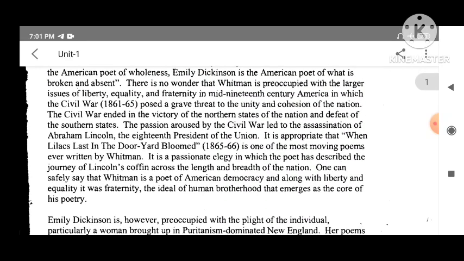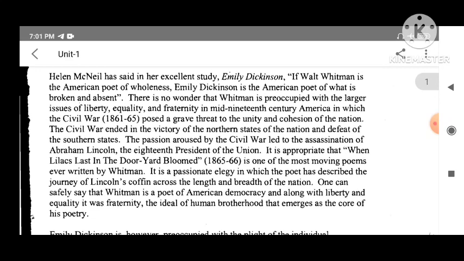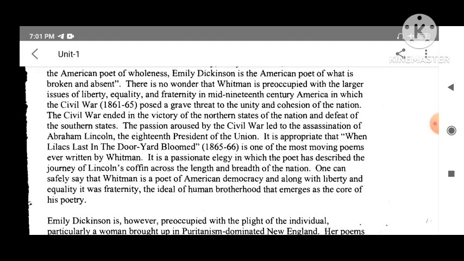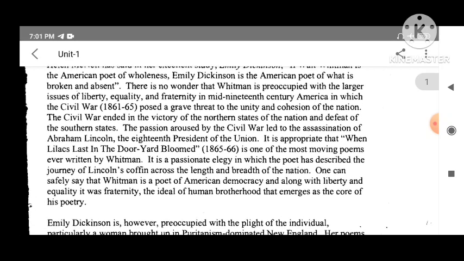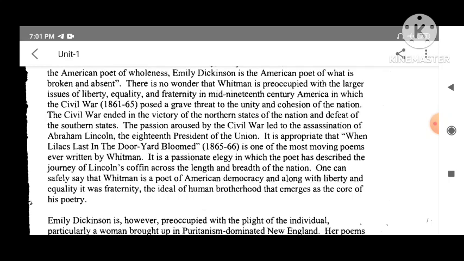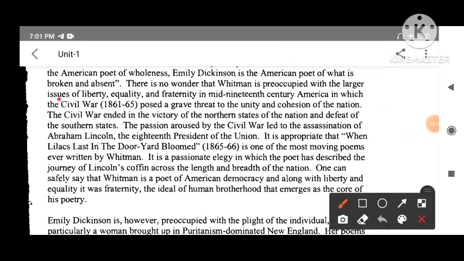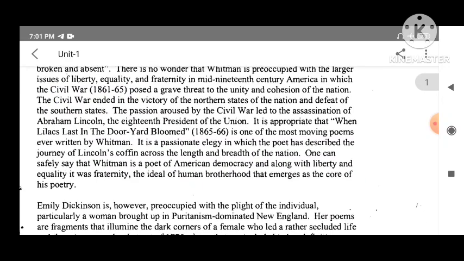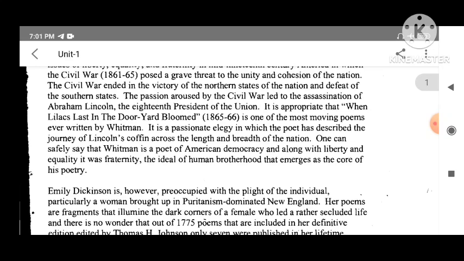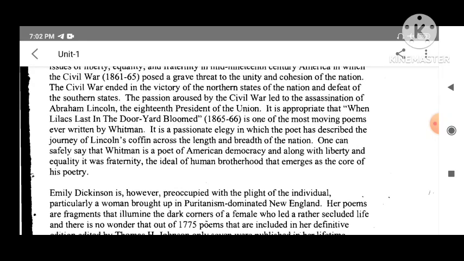So there is no wonder that Whitman is preoccupied with the larger issues of liberty, equality and fraternity in mid-19th century America, in which the Civil War, 1861-65, posed a grave threat to the unity and cohesion of the nation. That time was a struggling period. The period is most important. You should remember the Civil War period, that is 1861-65. The Civil War ended in the victory of the northern states of the nation and the defeat of the southern states.